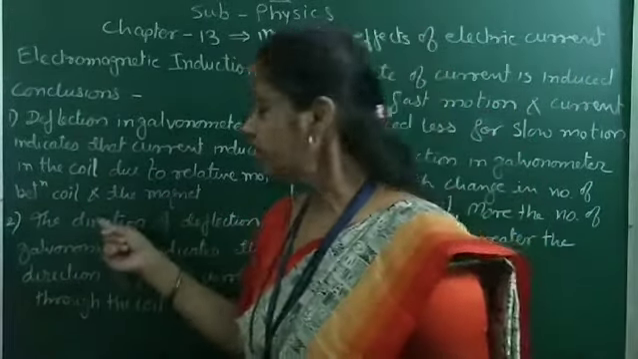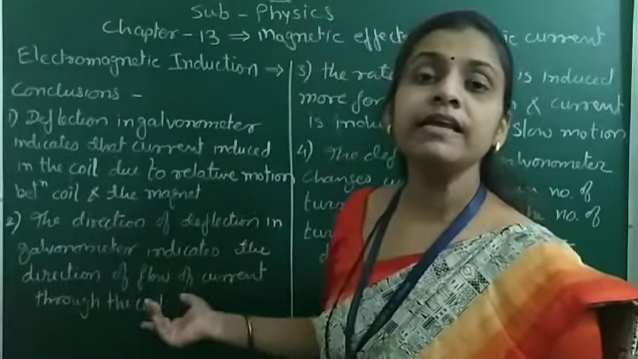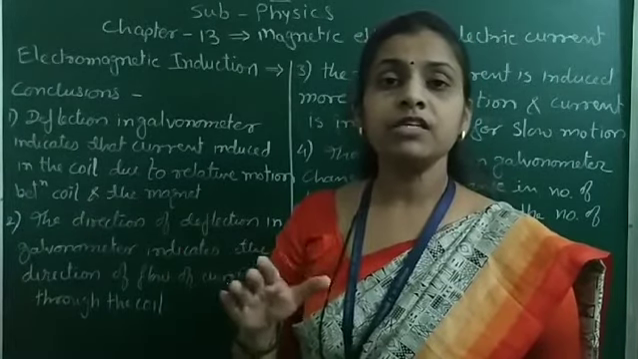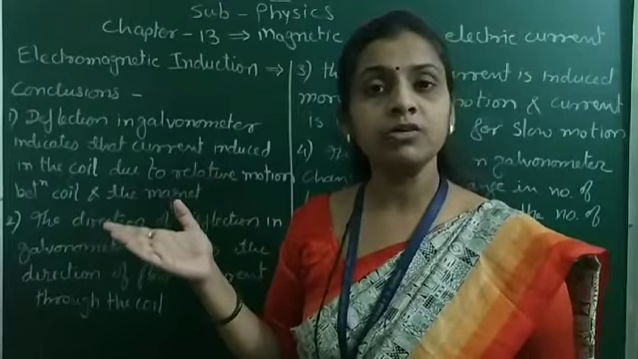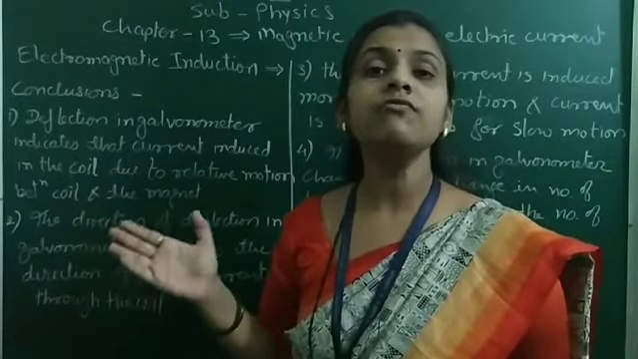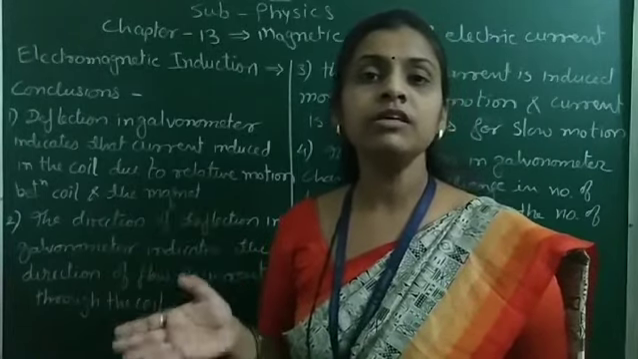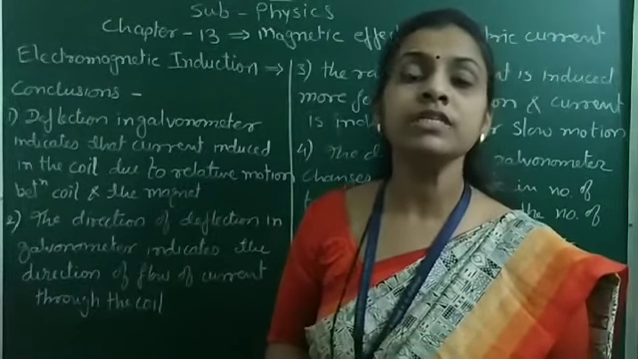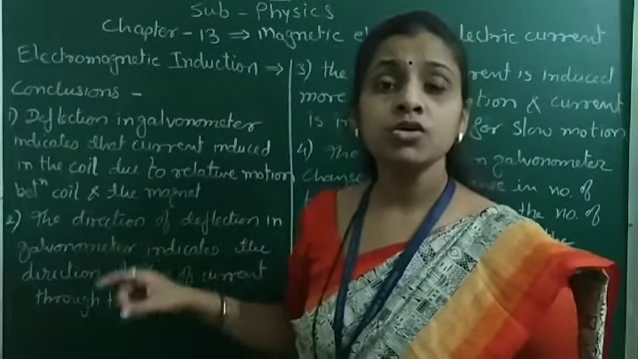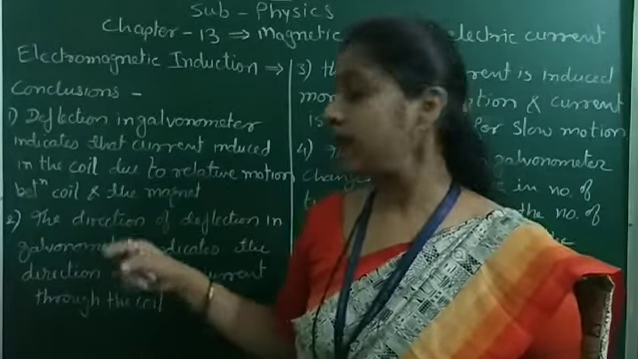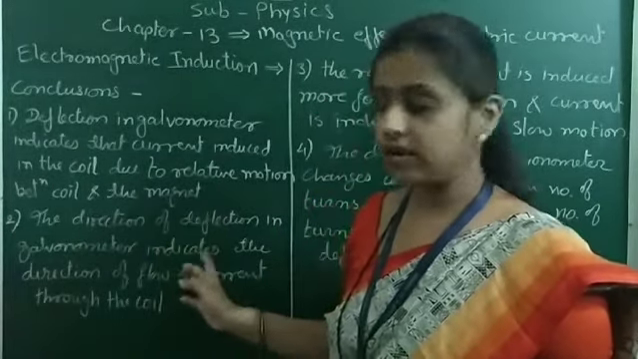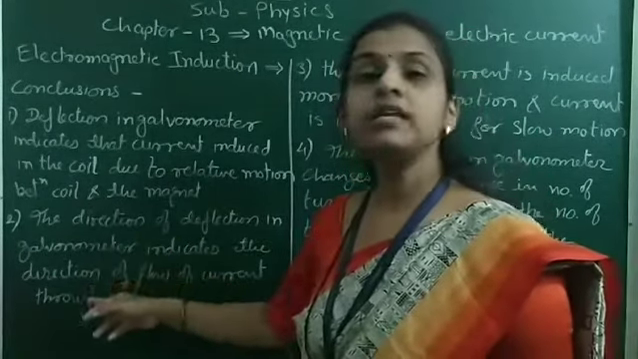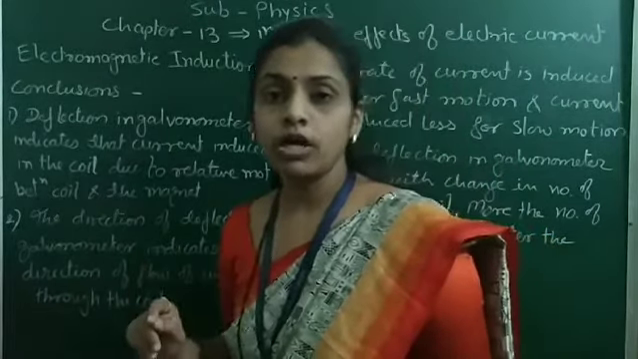Now second, the direction of deflection in the galvanometer indicates the direction of the current flowing through the coil. If the deflection in the galvanometer is towards the right, it indicates the flow of current through the coil in one direction. And whenever the deflection in the galvanometer moves towards the left, it indicates that the current flows in the reverse, or opposite, direction. So the direction of the current is given by the deflection of the needle in the galvanometer.